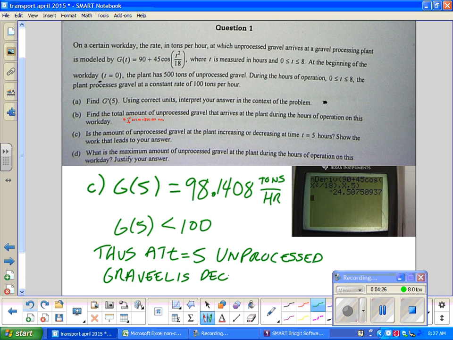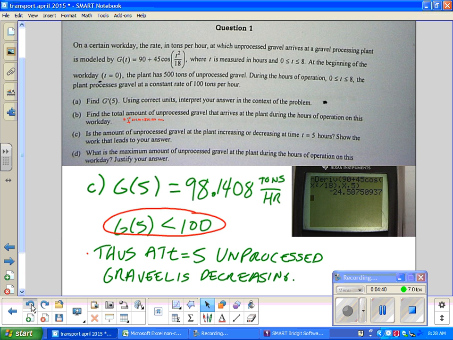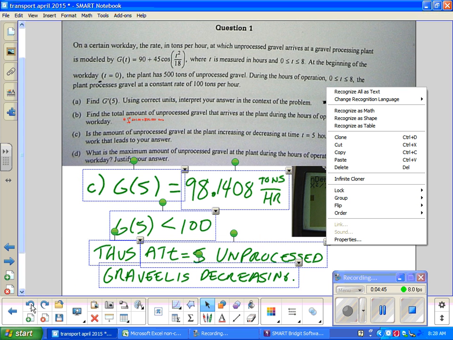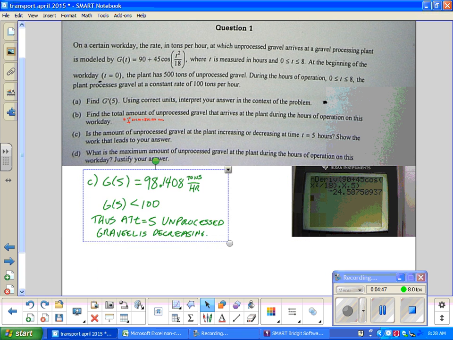All right, it's probably only worth a point. We'll see here. I'll finish up right here. Oh, no, it's worth 2 points. It's worth a point when you compare G of 5 to 100, and the reason's worth a point. So there's 6 points. All right, so you're 6 points in. So that means there's 3 points for letter D left.